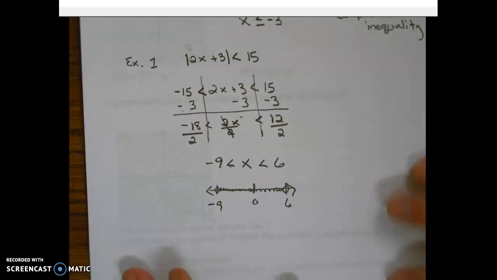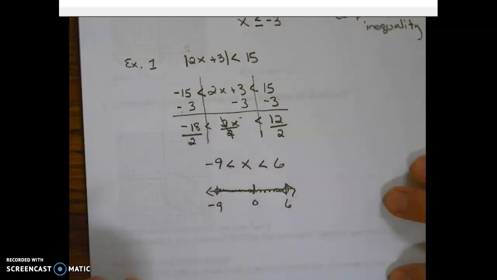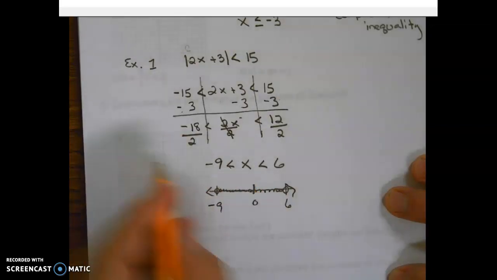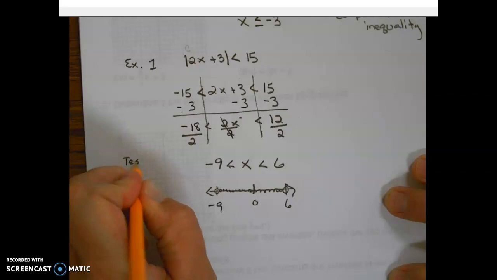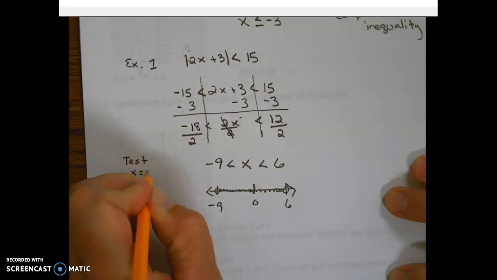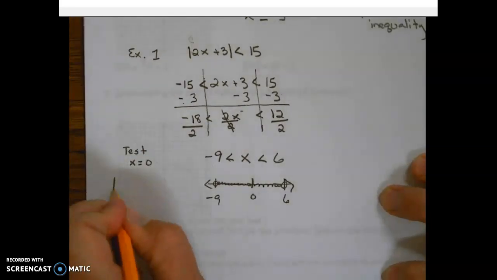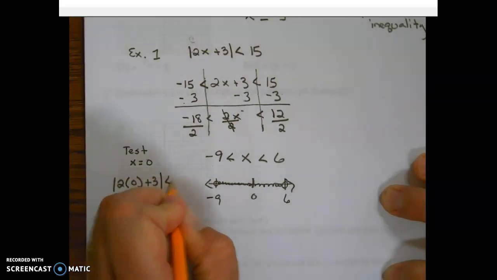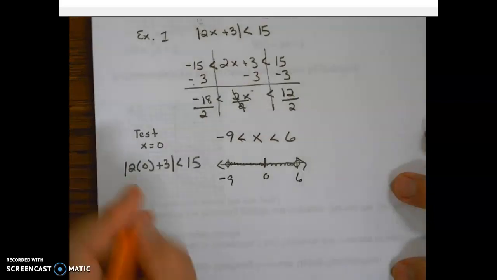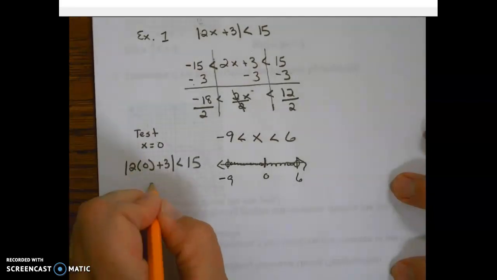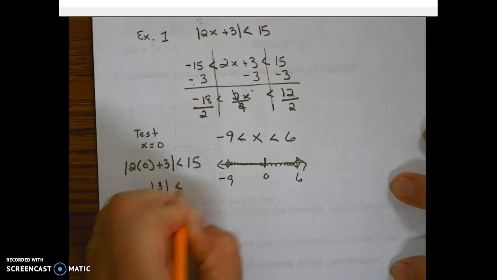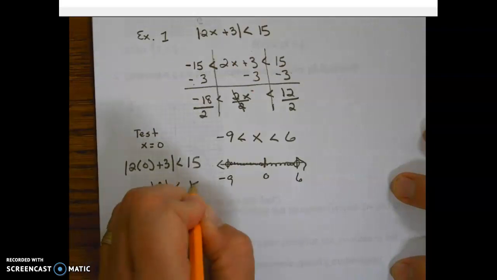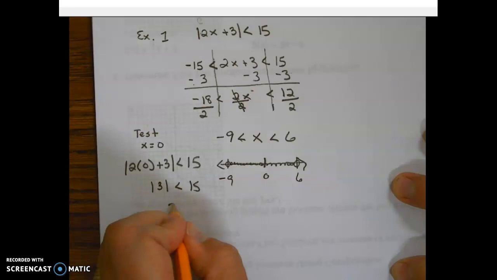If you want to test your answer, you'd pick a number between negative 9 and 6. So let's choose 0. That's always an easy number. So if I test a point, let's test x equals 0. So plugging it in to our original inequality, we're going to get 0 plus 3, which is 3. So we'd have the absolute value of 3 is less than 15. Absolute value of 3 is 3, and that checks out.